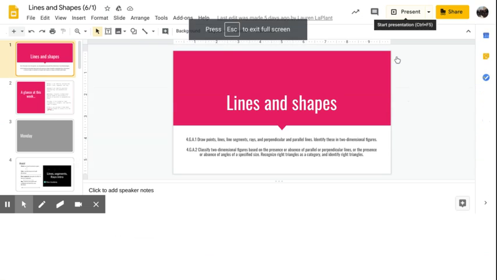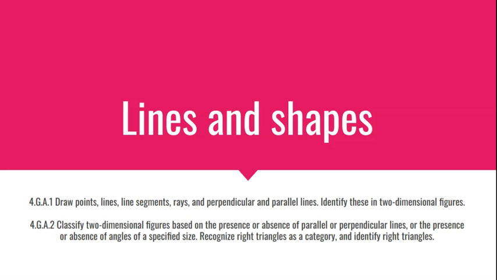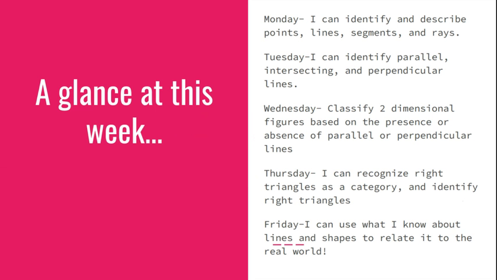Hey everybody, it is Monday and we are again on a new math topic, lines and shapes. We're going to be talking about lines, how to draw them, the different kinds of lines in math, and shapes and how they relate to one another. Today we're going to be talking about identifying and describing points, lines, segments, and rays. Those are math vocabulary terms, and we'll talk about what they are this week.